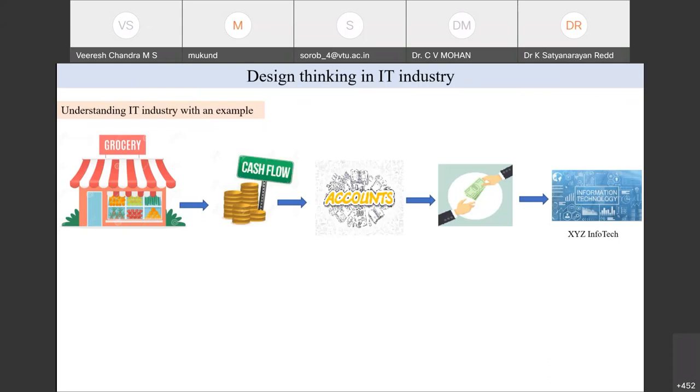So now I'll see an ad: XYZ Infotech, we give solutions to your financial or accounts problems.